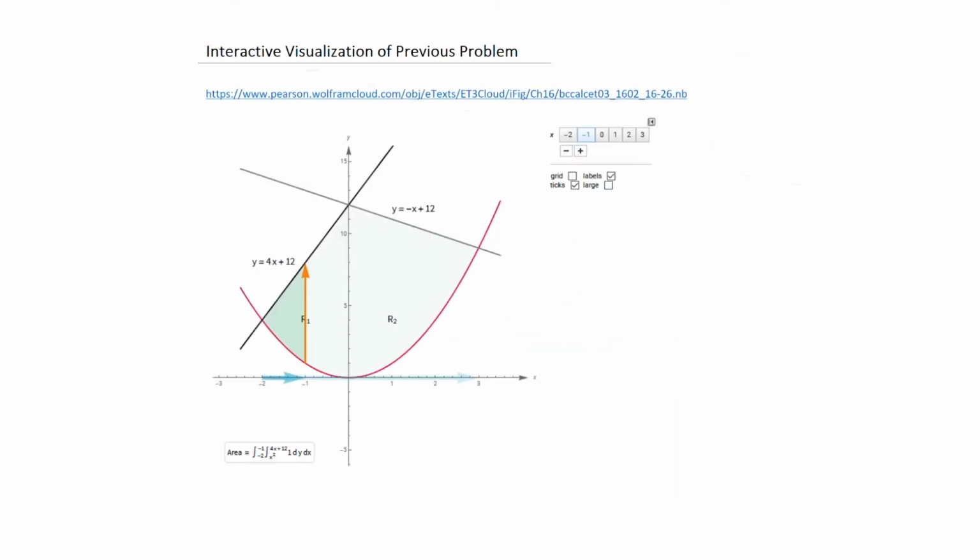So as usual, there is an interactive visualization of the previous problem. It's just a case we've seen in many cases where the textbook provides some additional information. So feel free to play with this. This basically just shows the process of integration. We're dealing with a region which needs to be broken down into subregions.